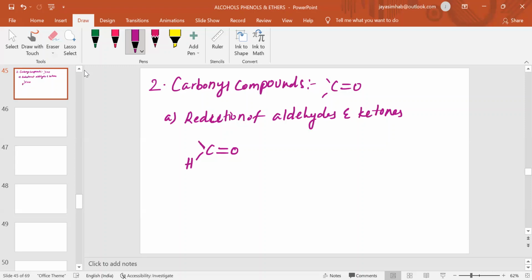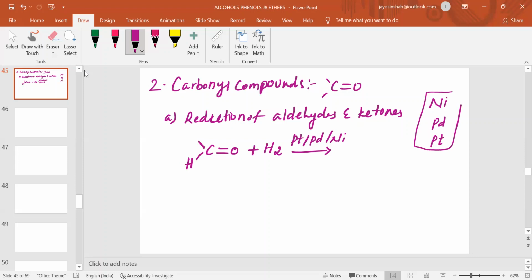So if it reacts with hydrogen, so addition of hydrogen in the presence of a catalyst. So it's catalyzed hydrogenation, we can say, in the presence of platinum or palladium, Pd, or nickel, Ni. So these three will come under a single group. In the case of D block elements, nickel group, nickel, Pd, Pt all belong to the same group. So all will act as catalyst for reduction.